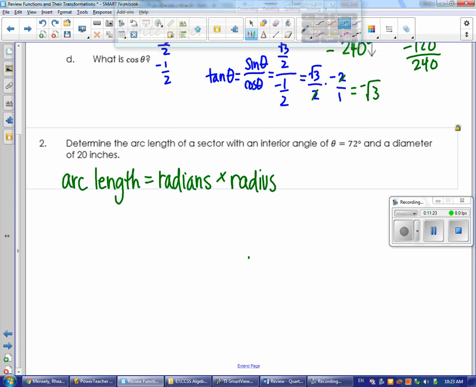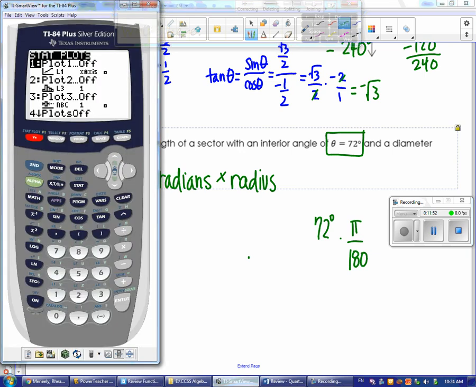Okay? Now in this case, we're not given the radians. We're given 72 degrees. So the first thing I'm going to need to do is figure out what radians correspond to 72 degrees. And so if you remember from the beginning of the unit, if we're starting off with degrees and I want to change to radians, I'm going to multiply by pi over 180. And this particular question, you'll note, doesn't say non-calculator, so you can use a calculator on this part of the test.